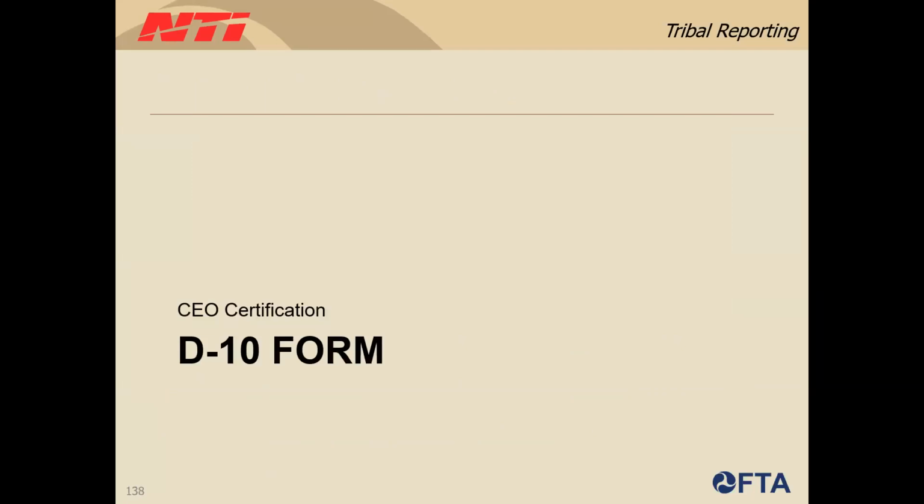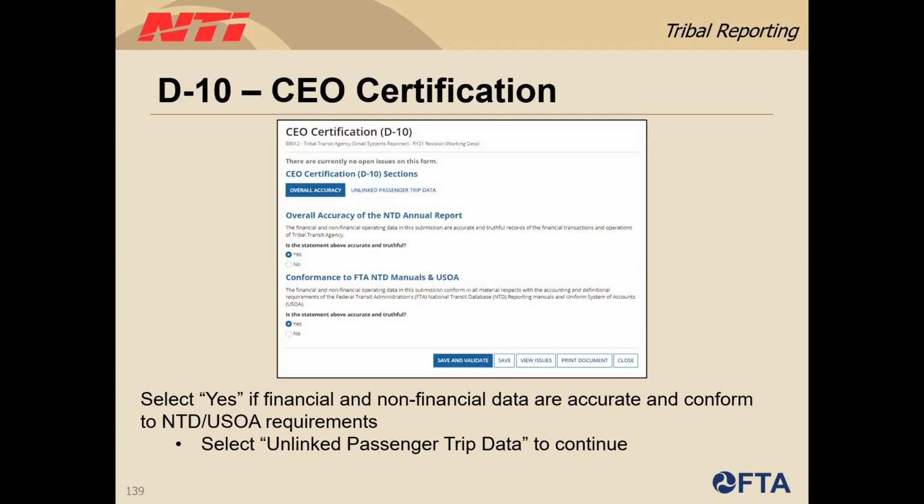And the last form we will discuss is the CEO certification, or D10 form. The D10 form is divided into 2 sections. The first section is overall accuracy, where your agency's CEO attests that all data captured in the NTD report is accurate and truthful and up to date. So you'll select the header for the unlinked passenger trip section to continue on to the next section.